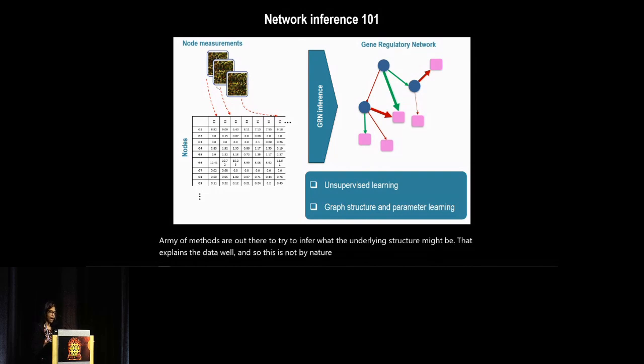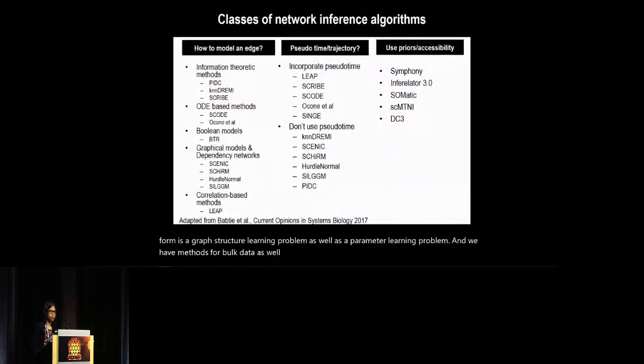And what we have in its full form is a graph structure learning problem as well as a parameter learning problem. And we have methods for bulk data as well as single cell data, with many reviews. For single cell in particular, there are a number of methods. We can group them into these broad categories. One of the big differences is how these methods actually model an edge. What do they mean by an edge? This can be information theoretic, it can be probabilistic, it can be correlation. And so there is this whole family of methods.